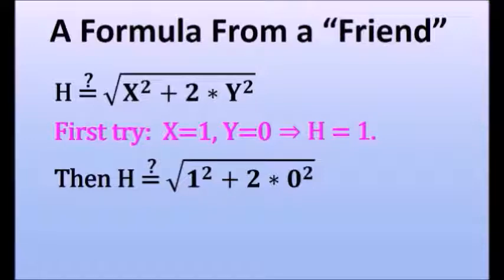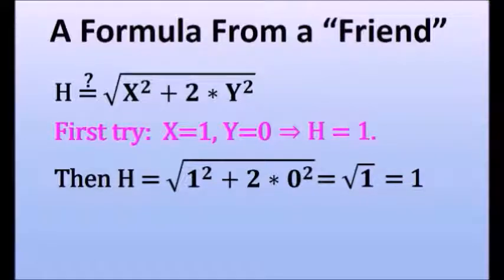When we do the arithmetic, we see that 1 squared is 1, and 2 times 0 squared is 0, so 1 plus 0 gives us 1 under the square root. And the square root of 1 is 1. So far, this other equation is working.